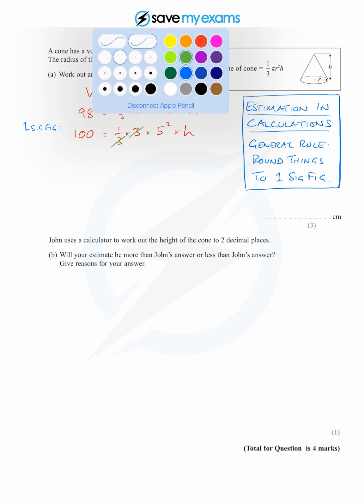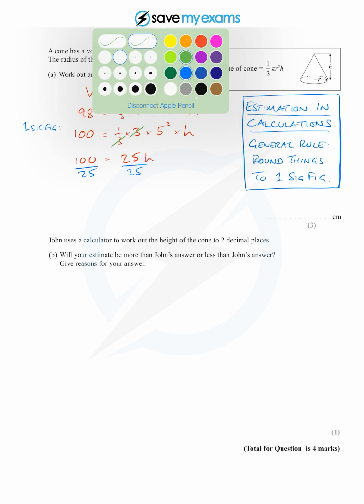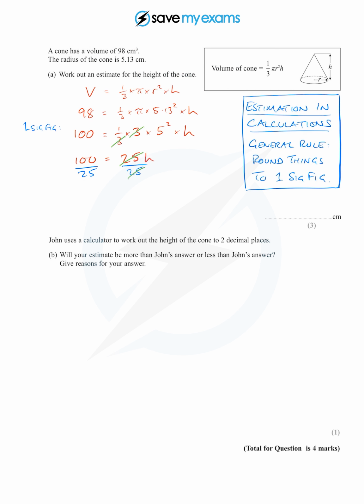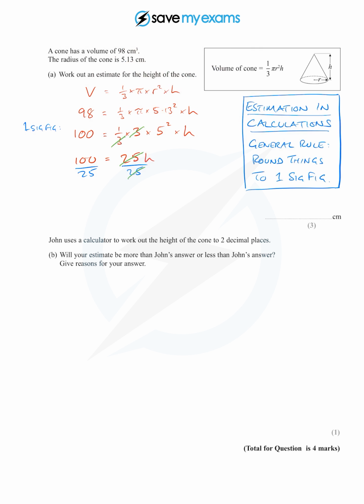So how do we sort this out? Well, let's actually do the 5 squared. 5 squared is 25, so I've got 100 is 25h, and dividing by 25, the 25s cancel on the right. That's rather the point of dividing by 25, and I get 4 on the left, h on the right, and so h equals 4. Good.